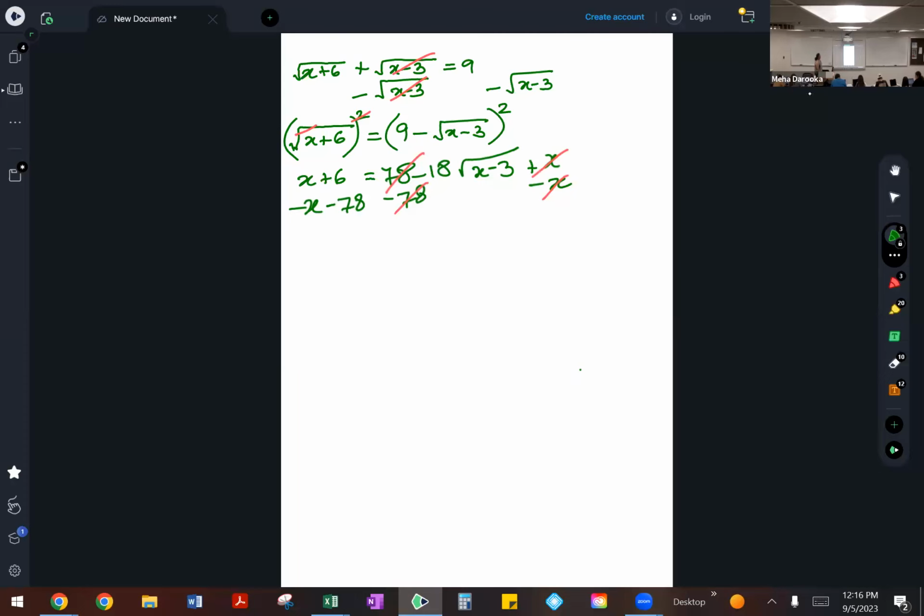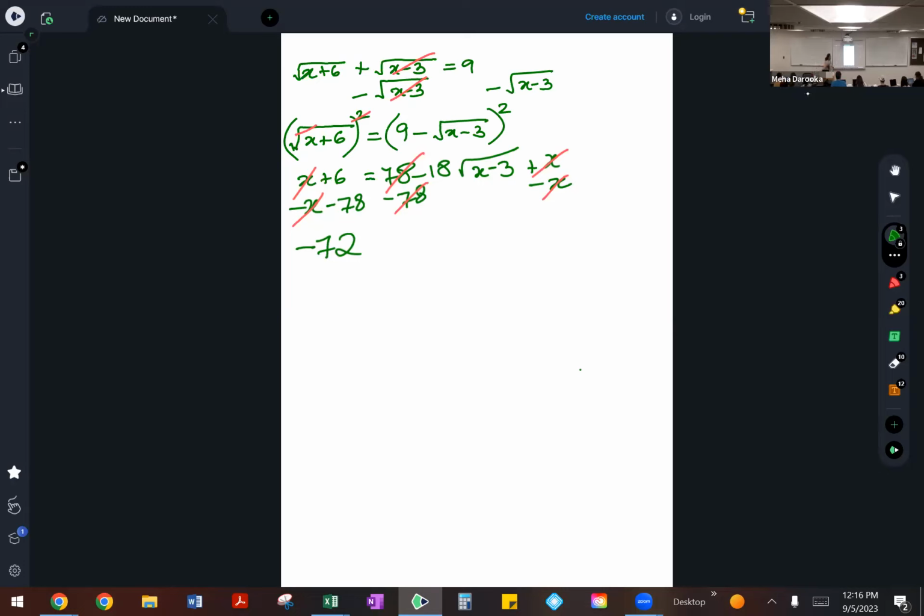What will that end up giving us? On the left-hand side when you clean it up? 72. Because the x cancels out, yeah? Yep, x minus x. 72. What's the sign on that? Negative, yes, be very careful with those signs. So positive 6, negative 78 cleans up into negative 72.